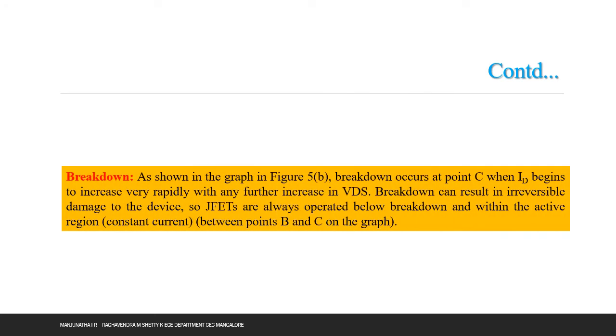Next, we'll move on to the breakdown region. After we observe the drain characteristic curve, we came to know that it has 3 regions: ohmic region, active region, and breakdown region. Now I'll be talking about the breakdown region. As shown in the graph in figure 5b, breakdown occurs at point C when ID begins to increase very rapidly with any further increase in VDS.